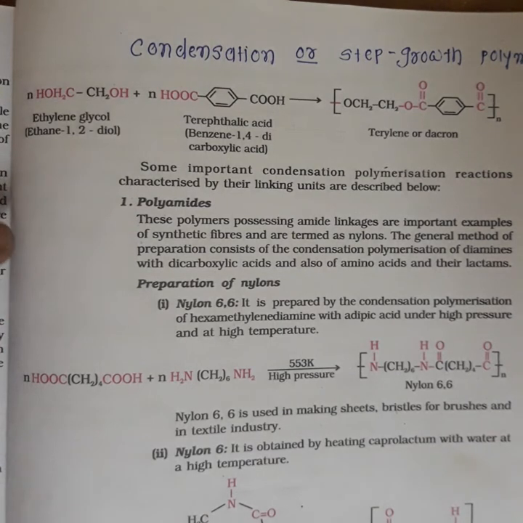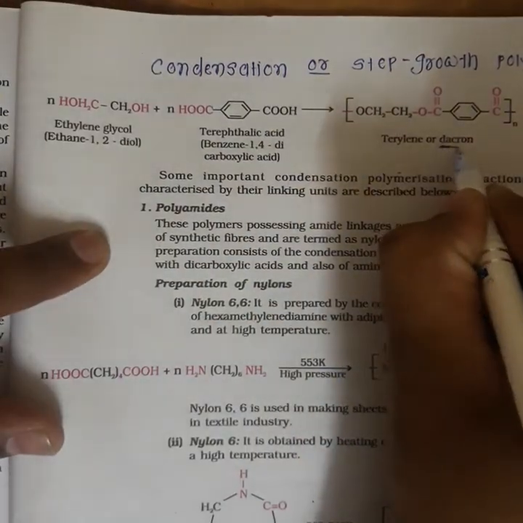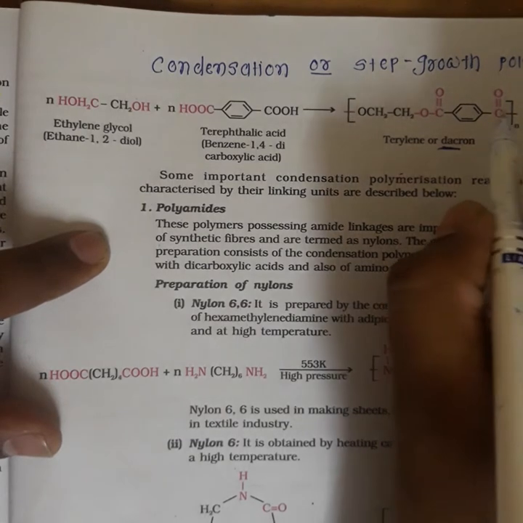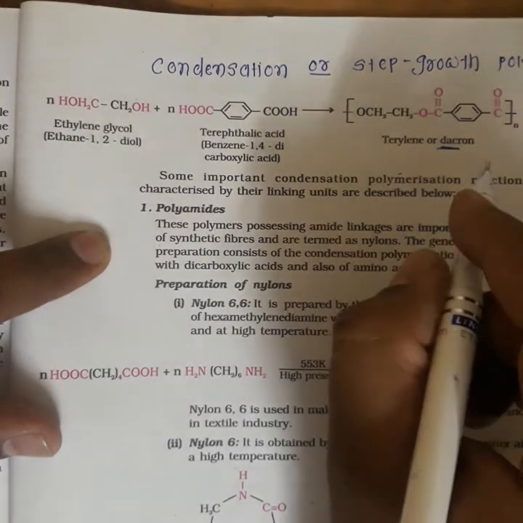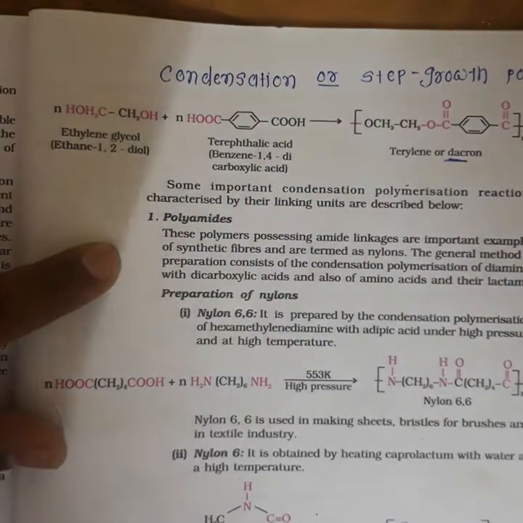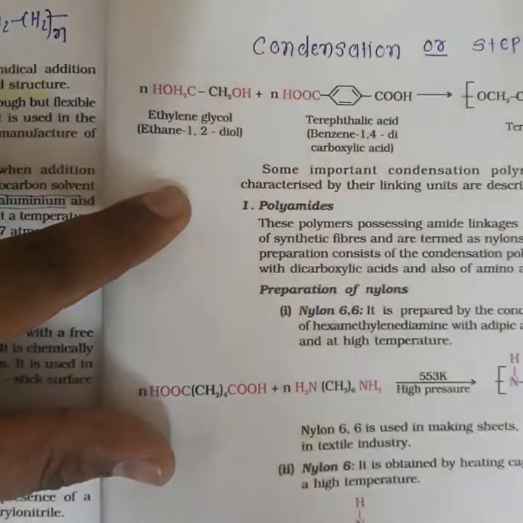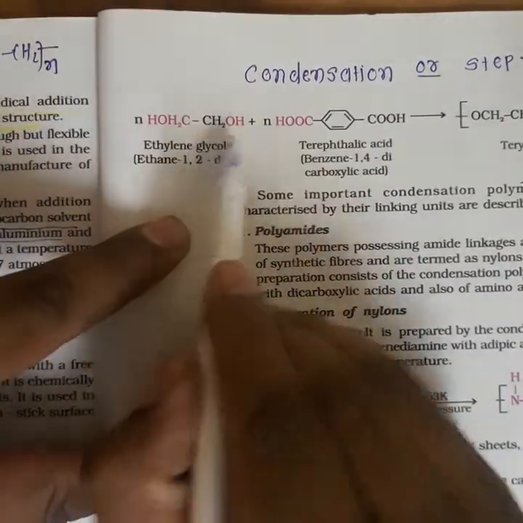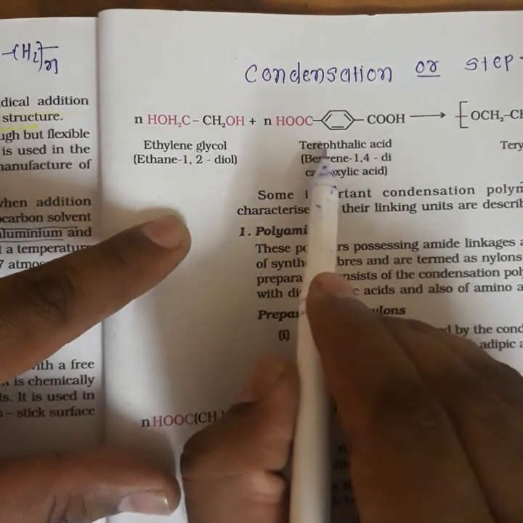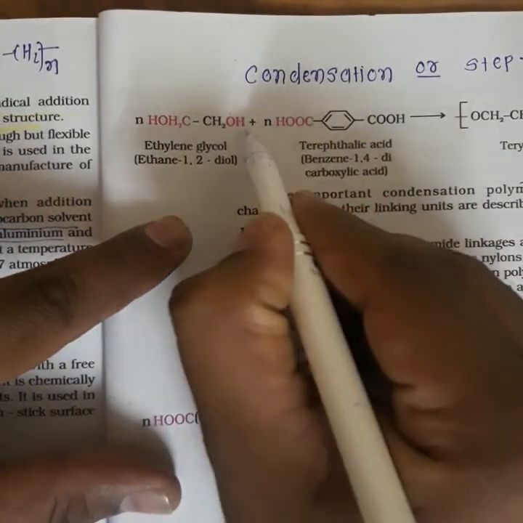First we discuss Dacron. Dacron, as the name indicates, deca means 10, 10 carbon containing polymers, that's why it is called Dacron. Here 10 carbon means there are a total of 10 carbons present in the monomer units. Dacron is made up of ethylene glycol, ethane 1,2-diol, reacting with benzene 1,4-dicarboxylic acid, also called terephthalic acid.